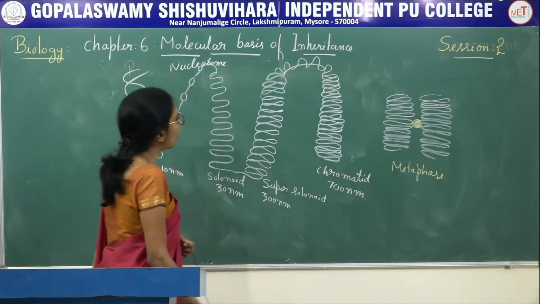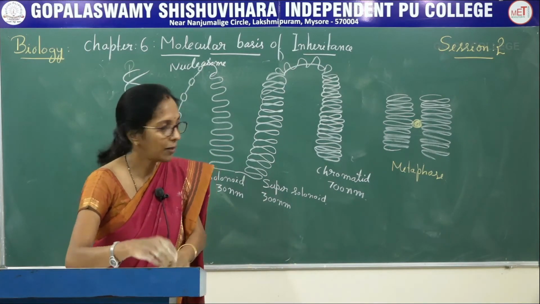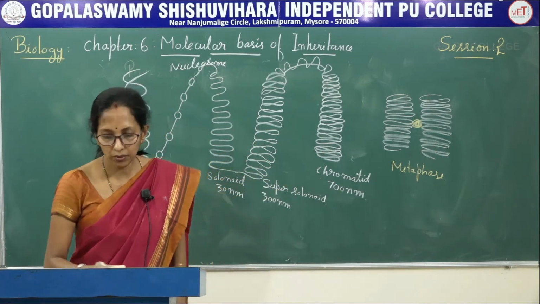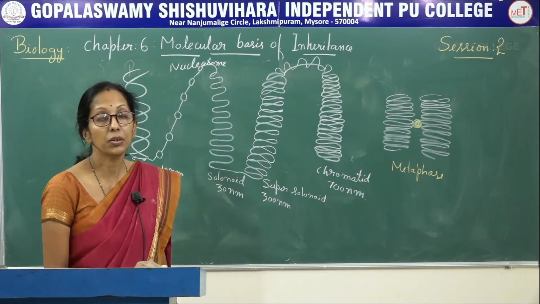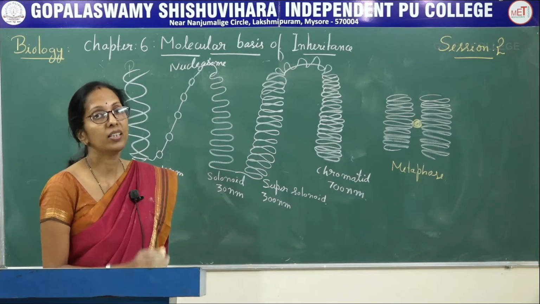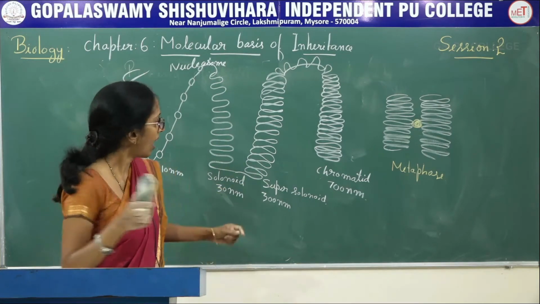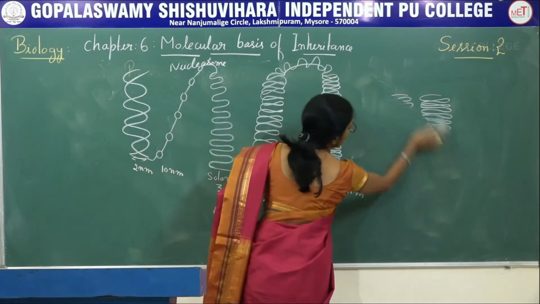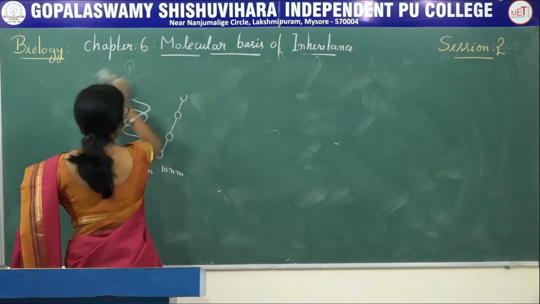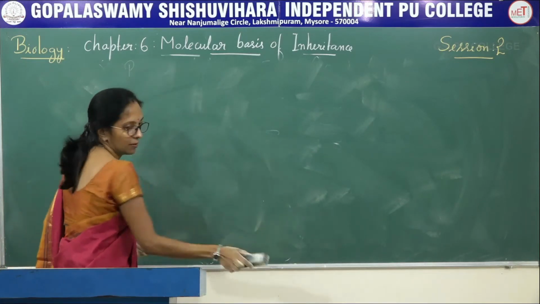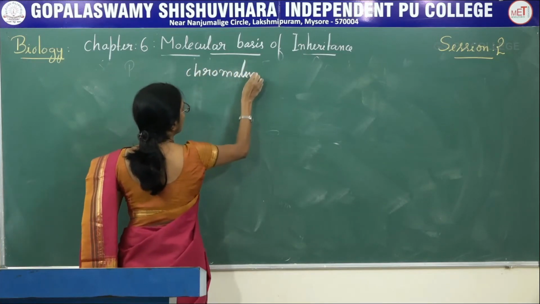So now the chromosomes are found inside the cell. The chromosomes are present inside the nucleus during cell division. When the cell is not dividing, what happens? This chromosome occurs in the form of a thread-like structure. That thread is said to be chromatin material.